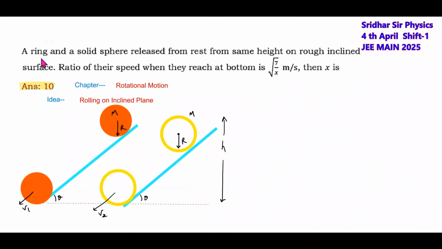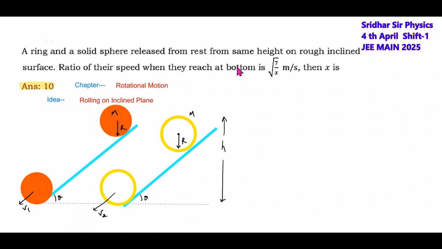Okay, this second question is a chapter based on rotational motion. The idea of rolling on an inclined plane we are using. So here the question is about a ring and a solid sphere. There's a solid sphere and there's a ring released from rest from the same height on a rough inclined plane. Ratio of their speeds when they reach the bottom of the incline.